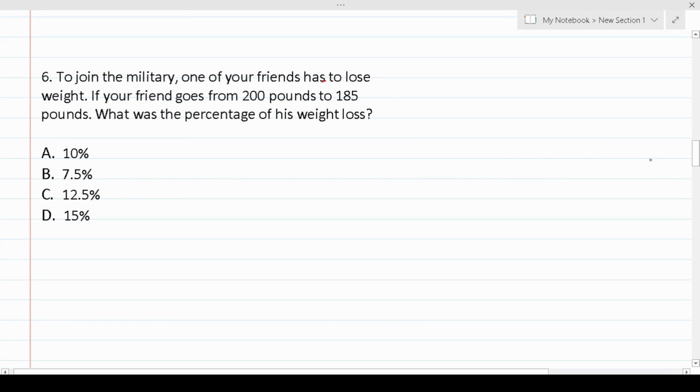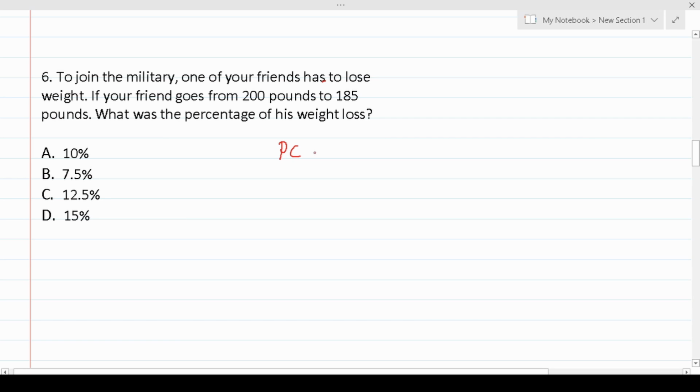All right, number 6 says to join the military, one of your friends has to lose weight. If your friend goes from 200 pounds to 185 pounds, what was the percentage of his weight loss? So this is a percent change problem. And in that video, I mentioned that the formula for percent change is actually pretty easy to use.